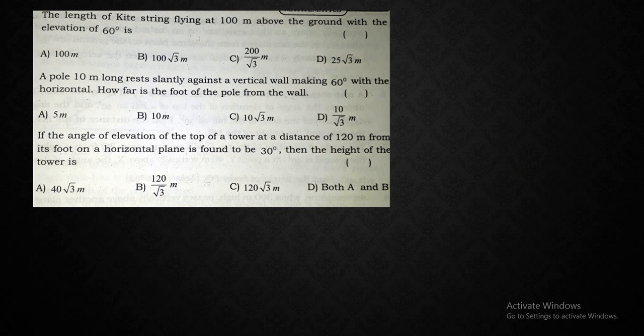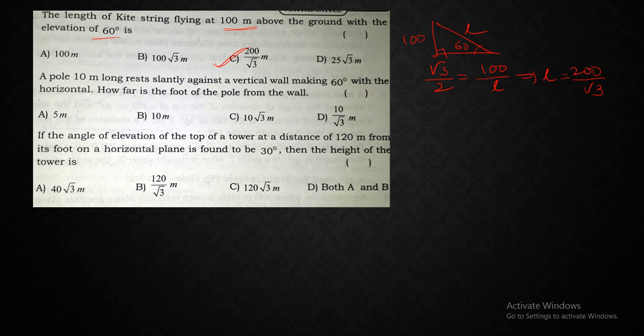Next, moving on to one more question. The kite is flying at 100 meters above the ground with the angle of elevation. The length of the kite string is L. He has given that it is 100 meters above and making an angle of 60 degrees. Clearly sin 60, which is root 3 by 2, is equal to 100 by L. On cross multiplication, L is equal to 200 by root 3. So the answer is 200 by root 3.